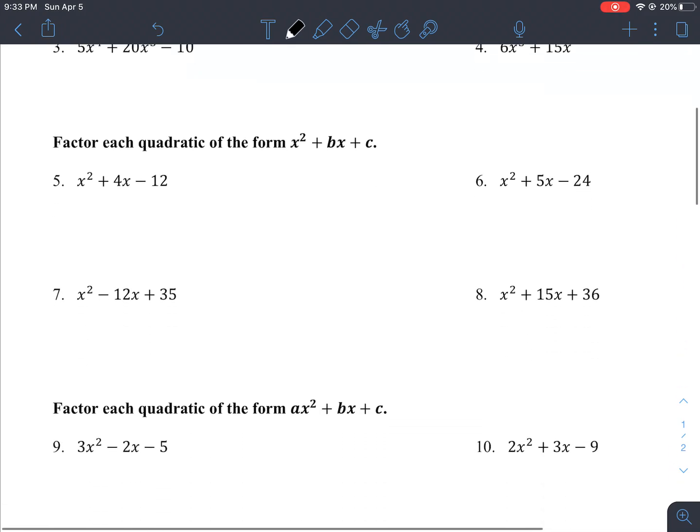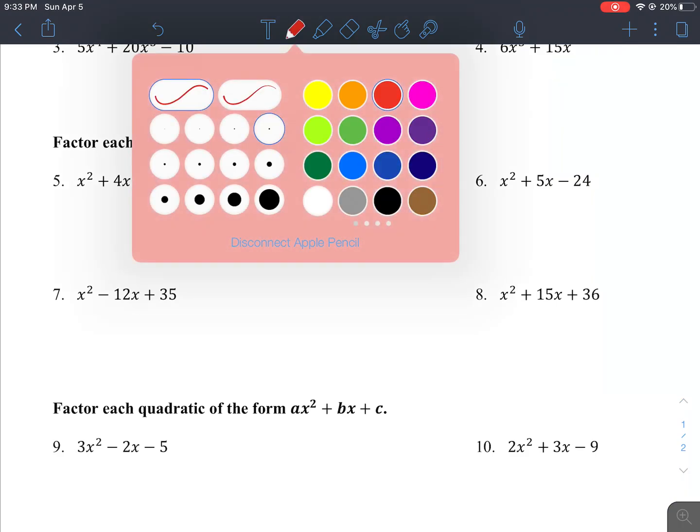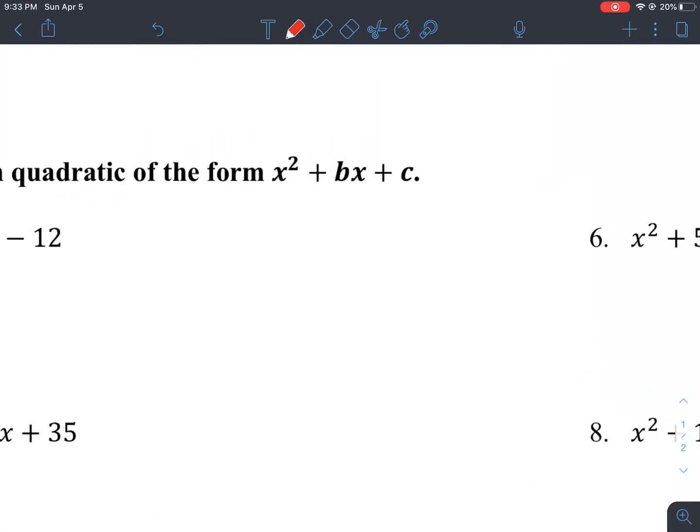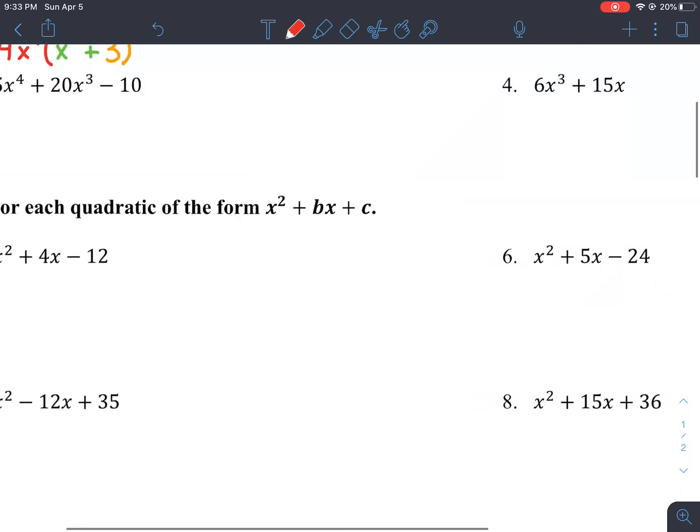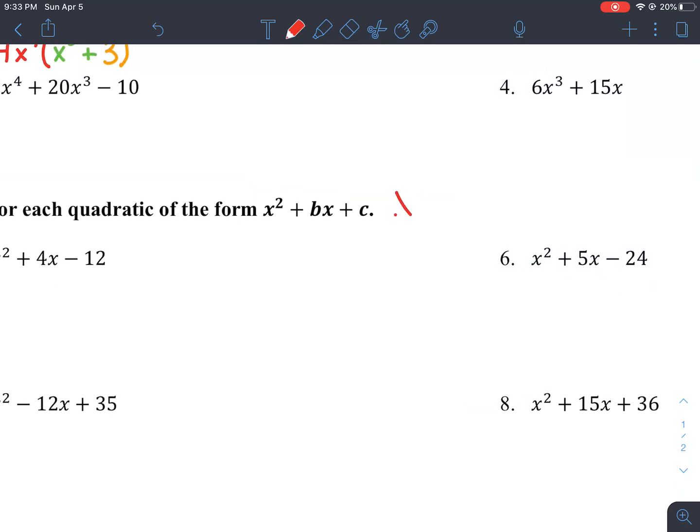Now going down to this next one, we can see factor each quadratic of the form x squared plus bx plus c. This is when we did that diamond type problem where, let me make this a little bigger.